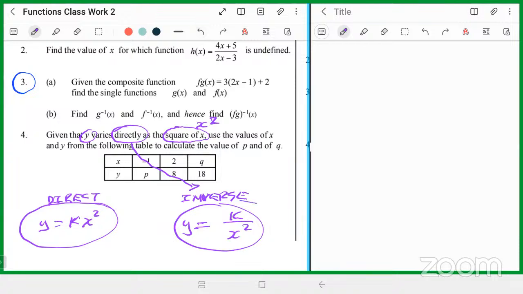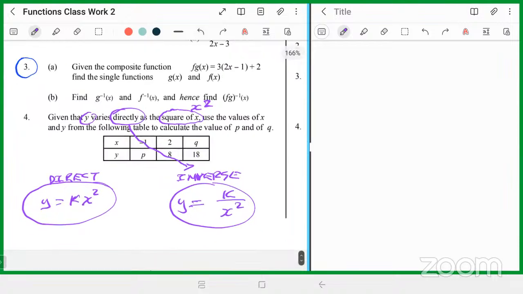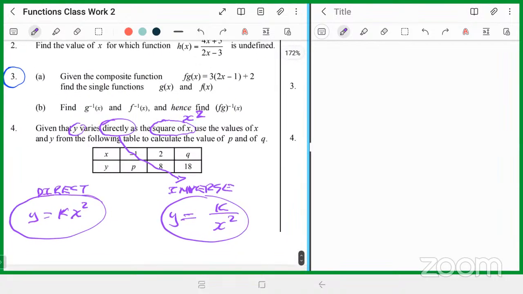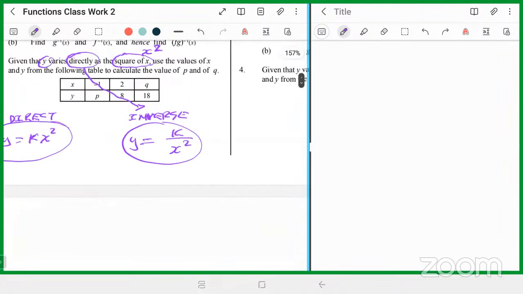The beauty about this one though is that it is always nice to transpose this denominator across here and instead write it as x squared y equals k. Sometimes it's kind of nice to work with this down here instead of that. But if you work with this, the answer is going to be the same anyway.